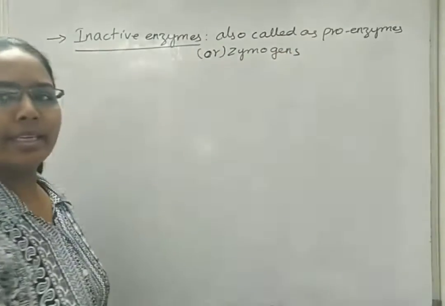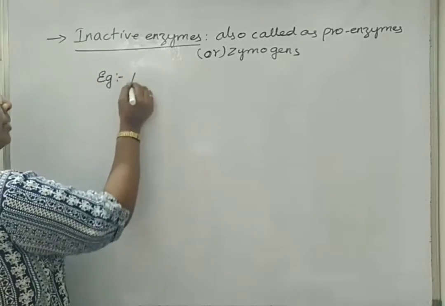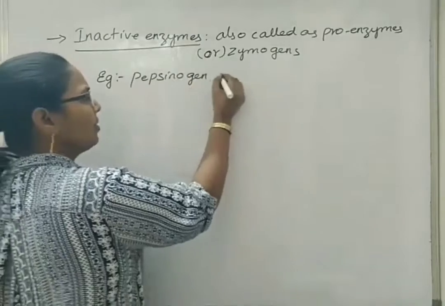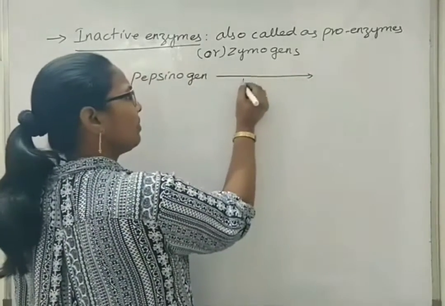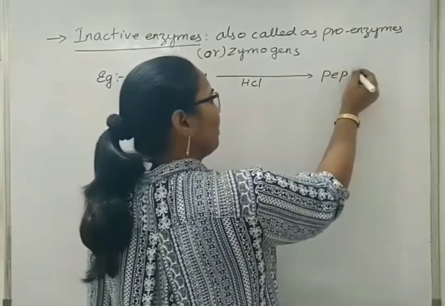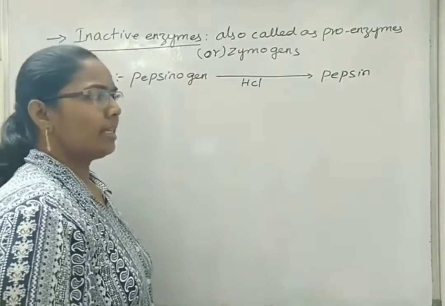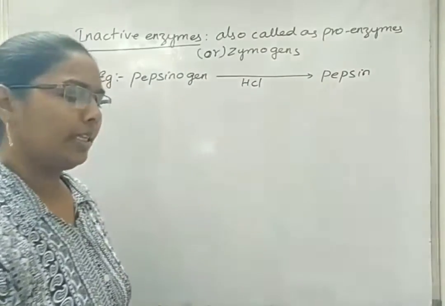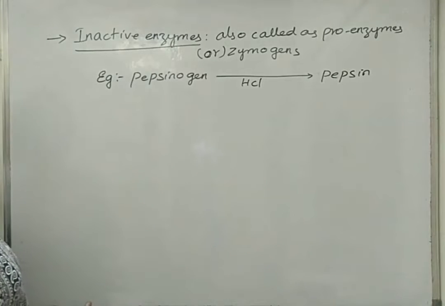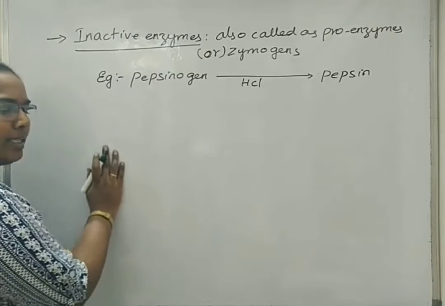One such example is pepsinogen, which is getting activated by the chemical hydrochloric acid and getting converted into pepsin, that is the active form of the enzyme. This pepsin enzyme is used to digest proteins into peptones and peptides. This is one example.